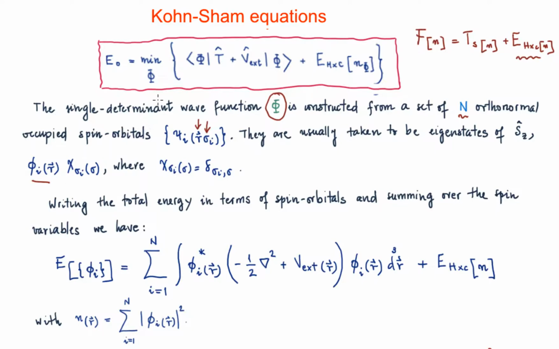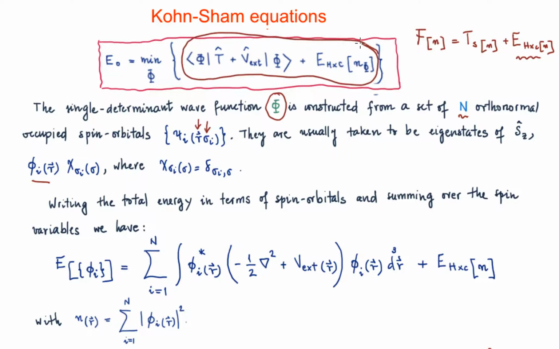So what do we have to do here in order to do the minimization with respect to this wave function psi? So first we need to build the Slater determinant using those spin orbitals we have here, corresponding to each electron, the same way we did for the Hartree-Fock method. So once we have built that Slater determinant, then we can write the total energy in terms of these spin orbitals and sum over the spin variables. So we need an expression of this total energy.